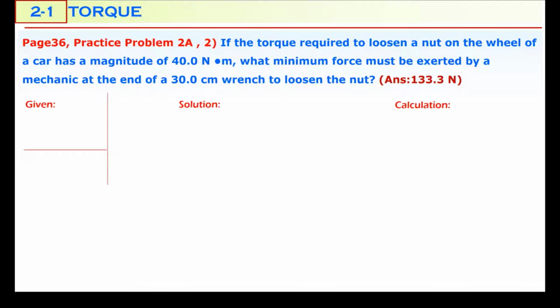What minimum force must be exerted by a mechanic at the end of a 30 centimeter wrench to loosen that nut? In fact, I did a similar example here in the demonstration. So let's record the things: the required torque here is 40 Newton meter, the minimum torque. This is the minimum amount of torque to start the rotation of that nut, to loosen that nut. This number is constant for that nut. It doesn't change. 40 Newton meter, you need this.